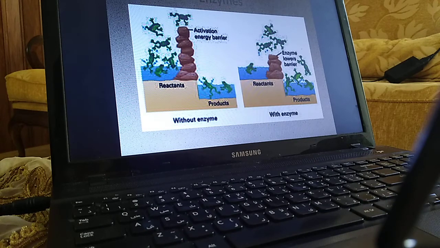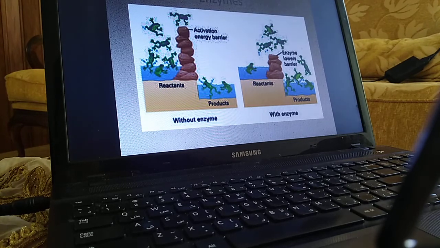For example, the pepsin enzyme in your stomach. It helps you digest food at room temperature, right? Normally, to digest food, I would need a lot of temperature if I didn't have enzymes. Enzymes are actually a gift because they help the reactions which would be impossible without those enzymes at room temperature or at body temperature. So these reactions can happen because of enzymes.